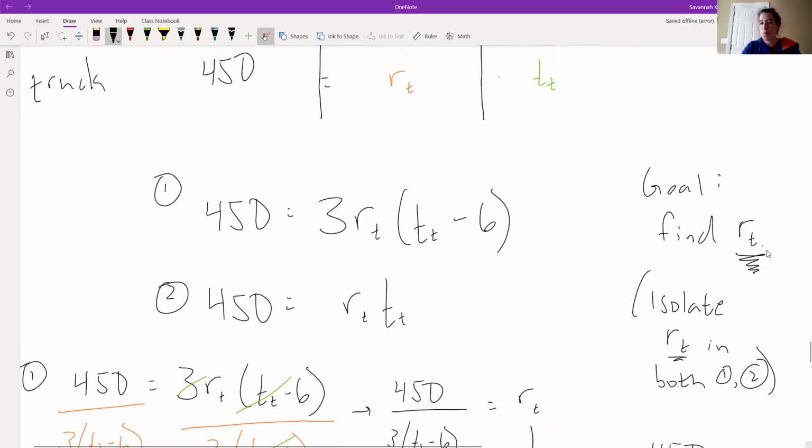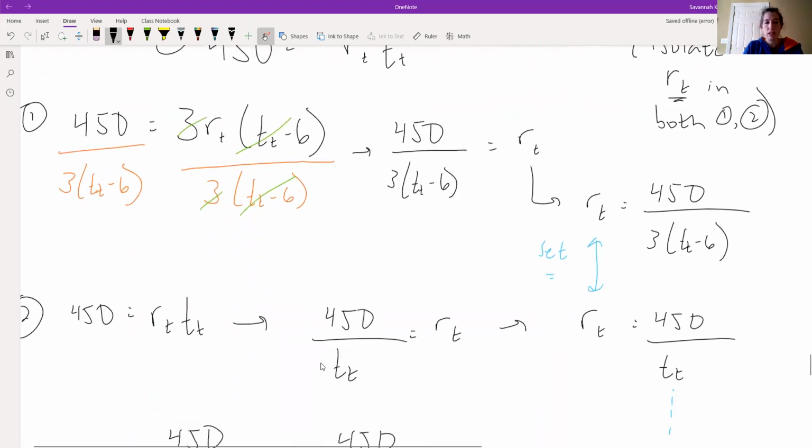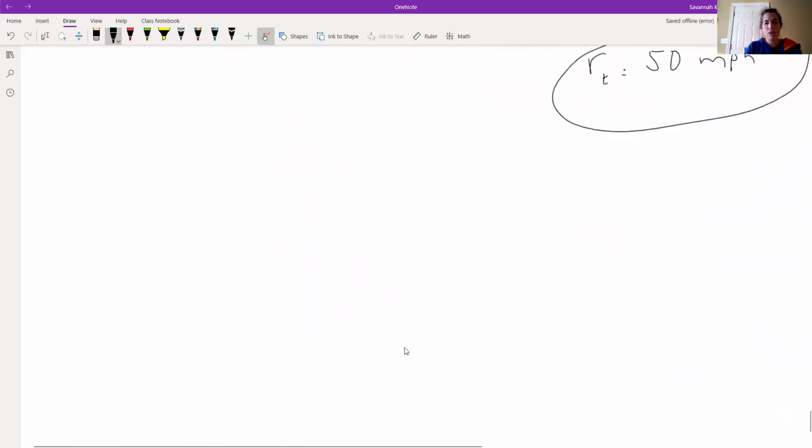You could also, as you get more experience at this, have isolated the time of the truck in both equations and gotten the rate of the truck that way. It's harder, believe it or not. If anything could be harder than what we just did, but you can get there in the end. Let me do one more.